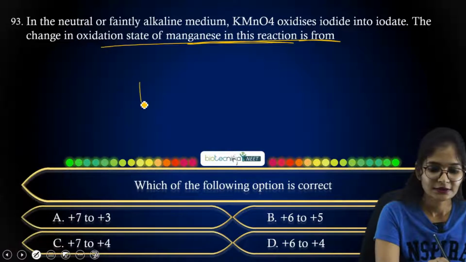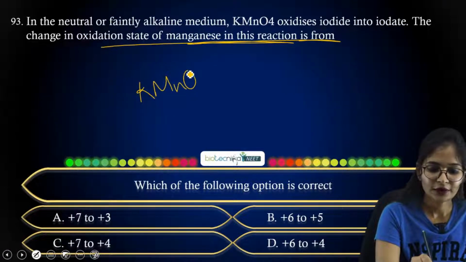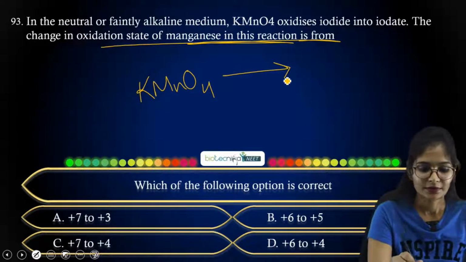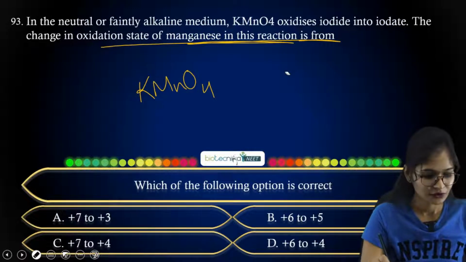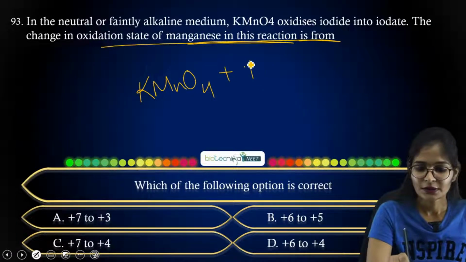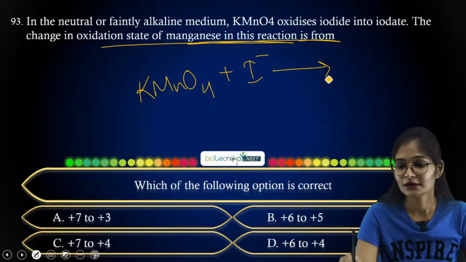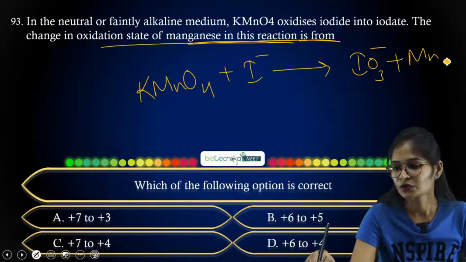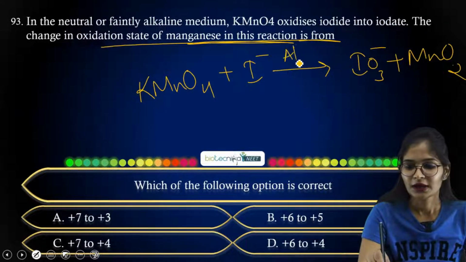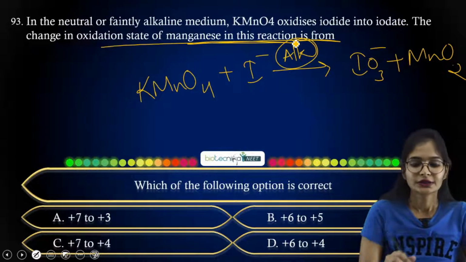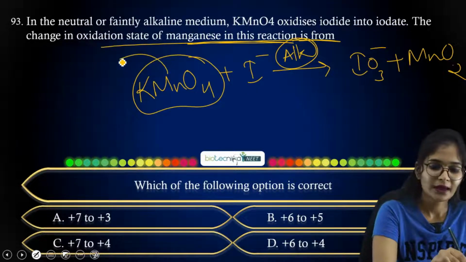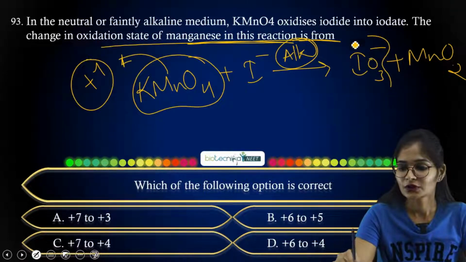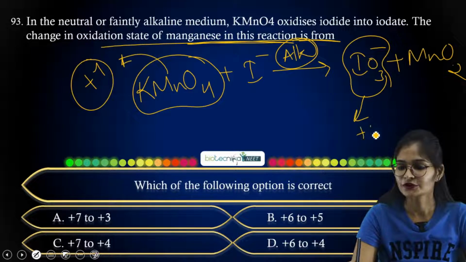So let us write its reaction. You have KMnO4, which oxidizes I minus into IO3 minus. Apart from that, MnO2 is also released, and they mention alkaline medium. Here in KMnO4, manganese is in its +7 oxidation state.